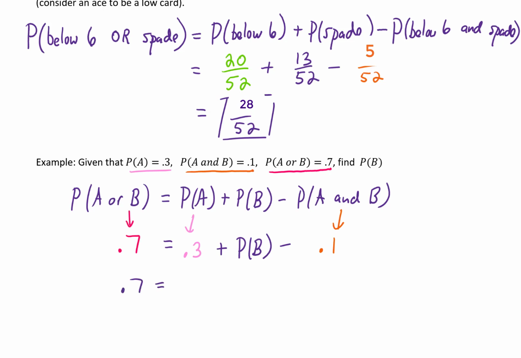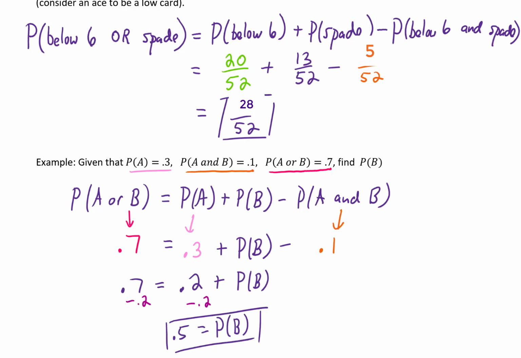On the left side is 0.7. On the right side, we have a 0.3 and a minus 0.1. Those can be combined or subtracted to give us 0.2, and we can solve this equation now for the probability of B happening. To do that, we would subtract 0.2 from both sides of the equation, leaving us with just the probability of B on the right side, and 0.7 minus 0.2 is 0.5, and we have answered the question.